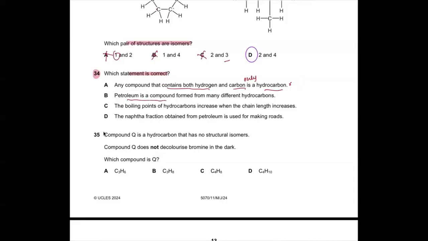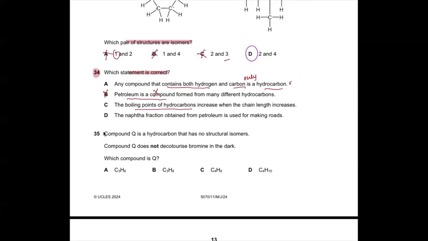Petroleum is a compound. No, petroleum is not a compound. So B is for sure wrong. The boiling point of hydrocarbons increases when the chain length increases. Yes, it is. So yeah, it's the word only that is missing. So it might have some other elements. So A goes wrong. The naphtha fraction obtained from petroleum is used for making roads. No, bitumen is used for making roads. So we have eliminated three options and we are only left with option C. So C is the correct answer.